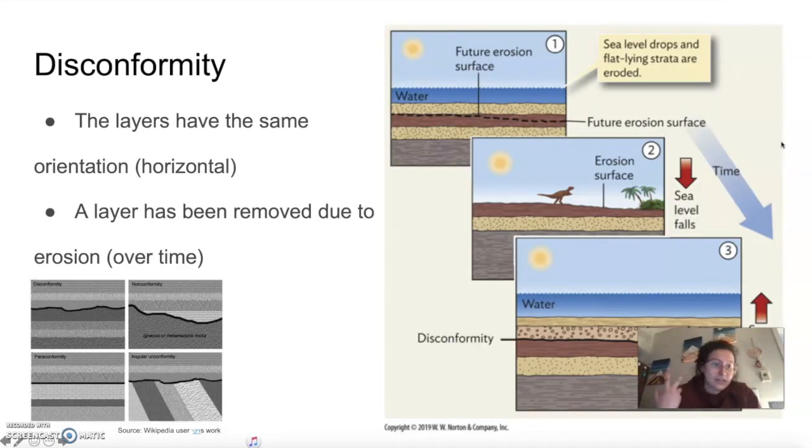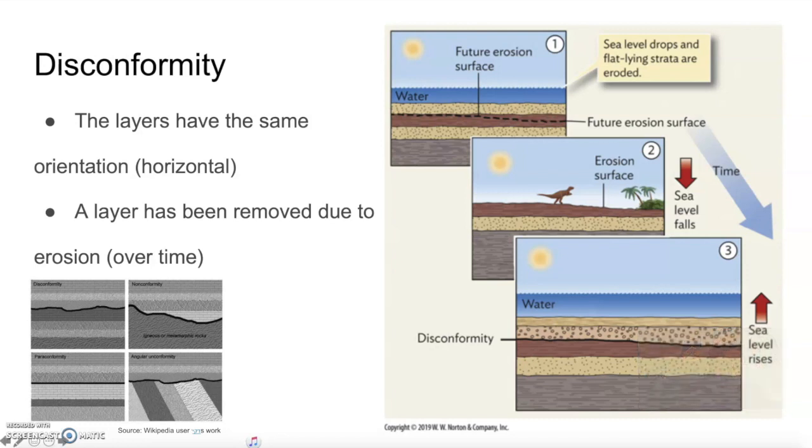All right, we'll talk about disconformity first. Okay, so that's essentially what I was just speaking about. The layers have the same orientation, they're horizontal, and a layer has essentially been removed due to erosion. Happens over time. So there was water, there was deposition happening, say due to the sand and the beach and the waves. The water receded, and now erosion is happening because there's rain and stuff is being pushed into the ocean. Well, guess what? Sea level rose again. And now deposition is happening again.